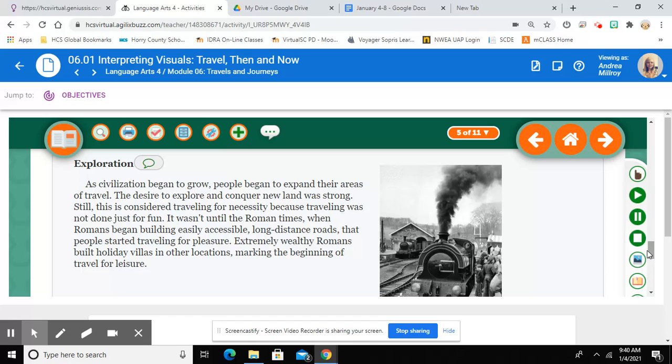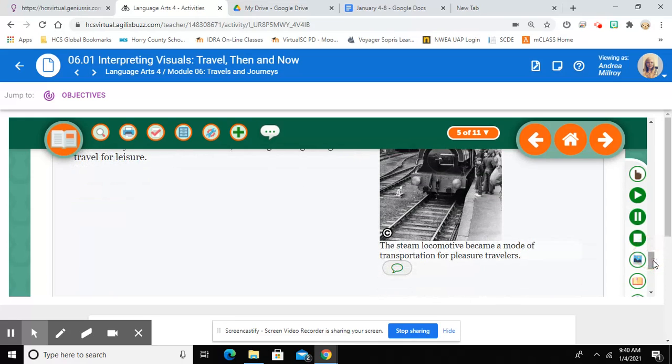It wasn't until the Roman times, when Romans began building easily accessible long distance roads, that people started traveling for pleasure. Extremely wealthy Romans built holiday villas in other locations, marking the beginning of travel for leisure. The steam locomotive became a mode of transportation for pleasure travelers.